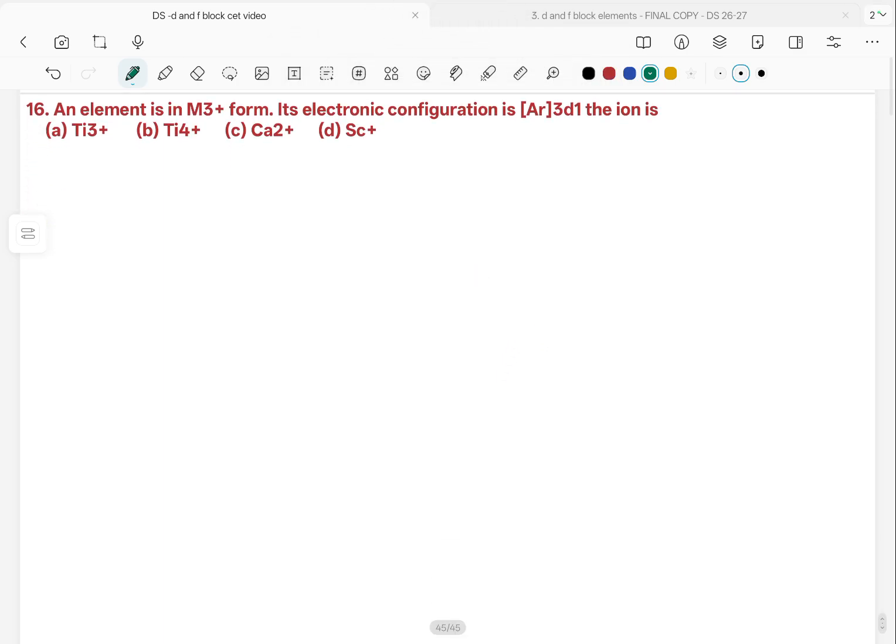The question is, an element is in M3 plus form. Its electronic configuration is 3d1. The ion is? Here we understand the metal element after losing 3 electrons will change into M3 plus state, trivalent state. And here it gets 3d1 configuration followed by argon configuration. We are supposed to find out the metal ion.